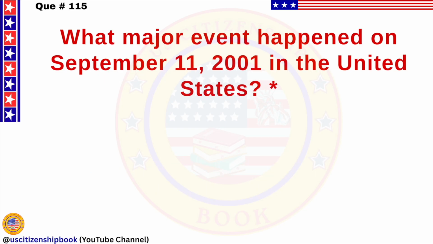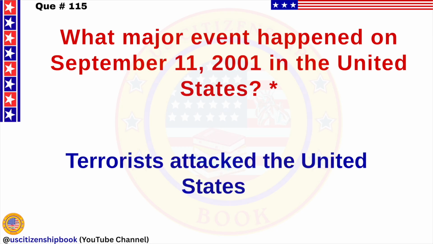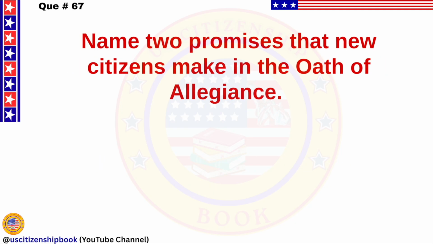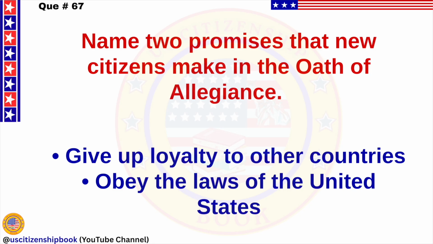What major event happened on September 11, 2001, in the United States? Terrorists attacked the United States. Name two promises that new citizens make in the Oath of Allegiance. Give up loyalty to other countries. Obey the laws of the United States.